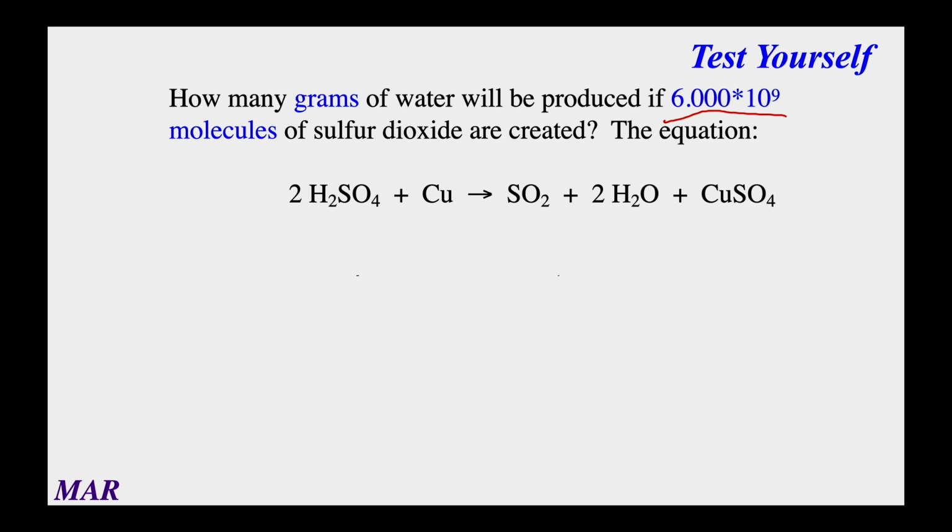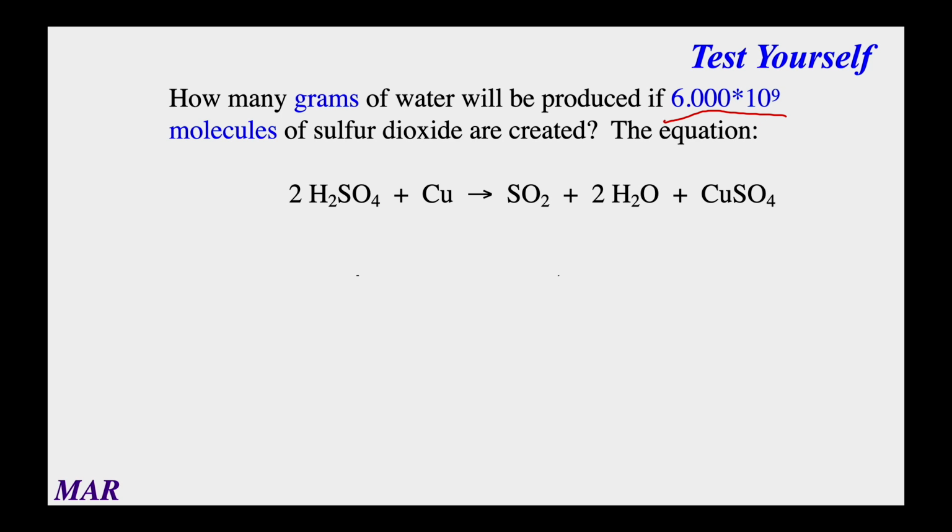Let's look at that number a little closer. 6.000, 4 sig figs, times 10 to the ninth. 10 to the ninth is a billion. 6 billion molecules of sulfur dioxide. And the question is, how many grams of water will be produced if that many molecules of sulfur dioxide are created? Now, that sounds like a massive number of molecules, but remember, Avogadro's number, 10 to the 23rd, is what dominates these problems, and 10 to the 23rd is a lot bigger than 10 to the ninth.